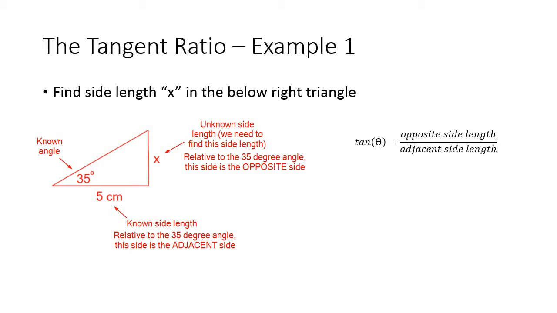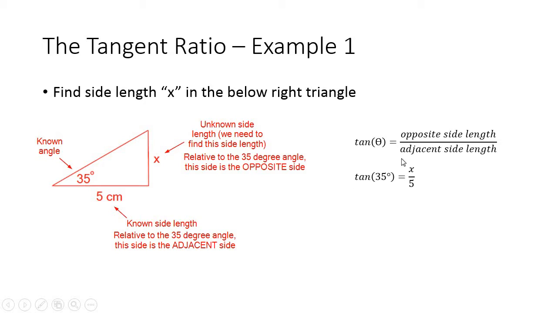Now we can write our tangent function. Tan theta is opposite side length divided by adjacent side length. And we fill in what we know. So our angle is 35 degrees for theta. Our opposite side length is our x, our unknown, and then our adjacent side length is 5 centimeters, so we put a 5 in for adjacent side length.